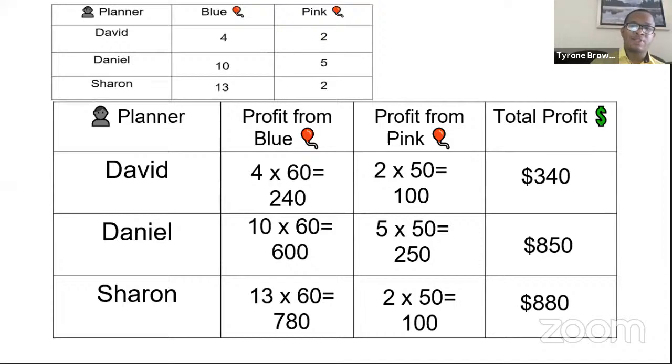Let me respond to Francis. The condition was at least. At least means minimum. So the minimum she can sell is 2 times the amount she sells for the pink balloon. So she's selling 2 pink balloons here, right? When we double that, we're going to get 4 balloons. So the blue has to be at least or a minimum of 4. Did she sell a minimum of 4 blue balloons?